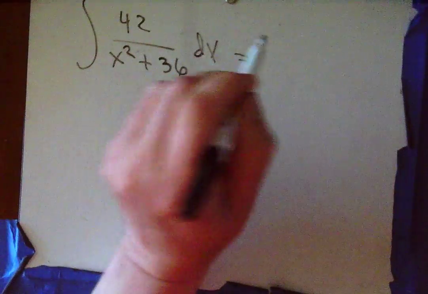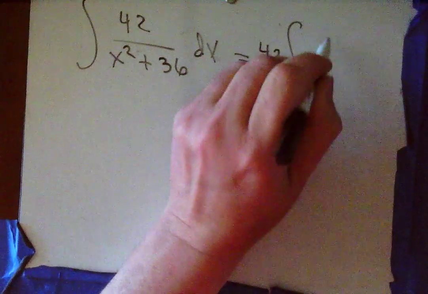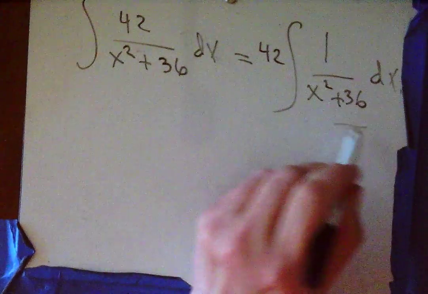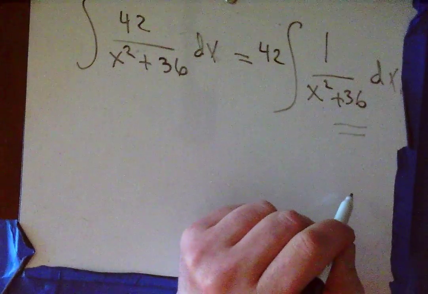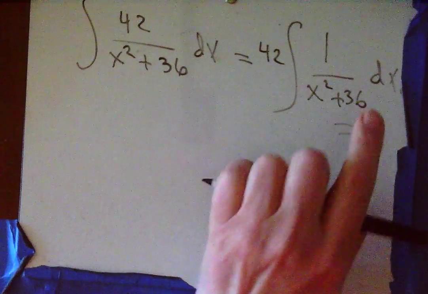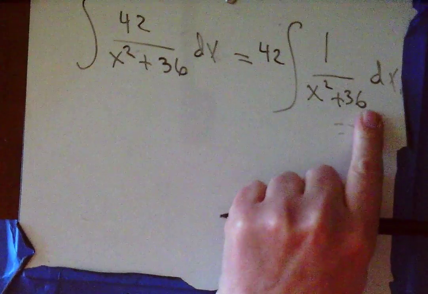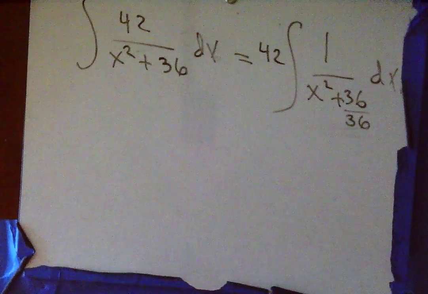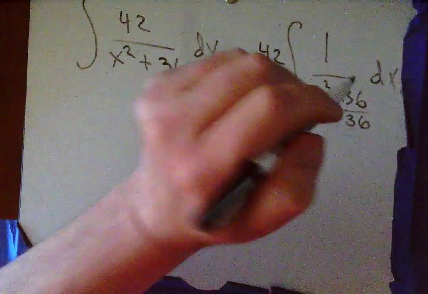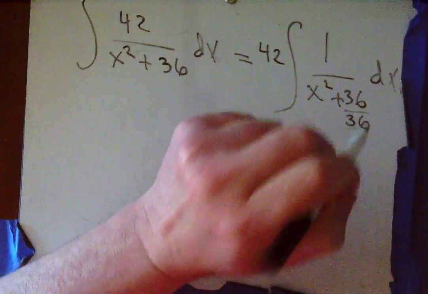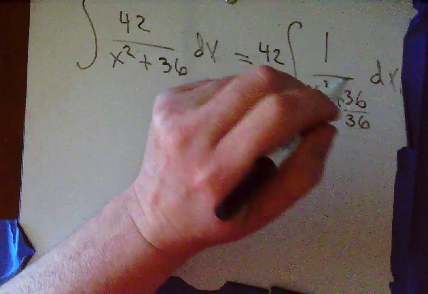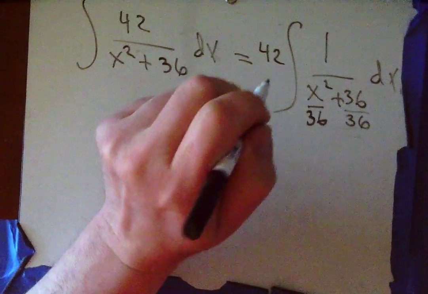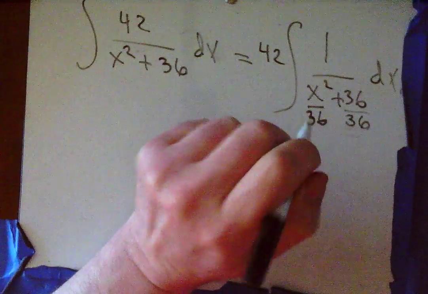When I think about this, I pull out that 42. I have 1 over x squared plus 36 dx. And it kind of looks like the derivative of inverse tangent. But this would need to be a 1. So, let's turn it into a 1. We're Americans. We make things be the way we want them to be. But I can't just randomly divide stuff by 36 unless I divide here by 36 as well. In fact, I can't even do that just because I'm an American.